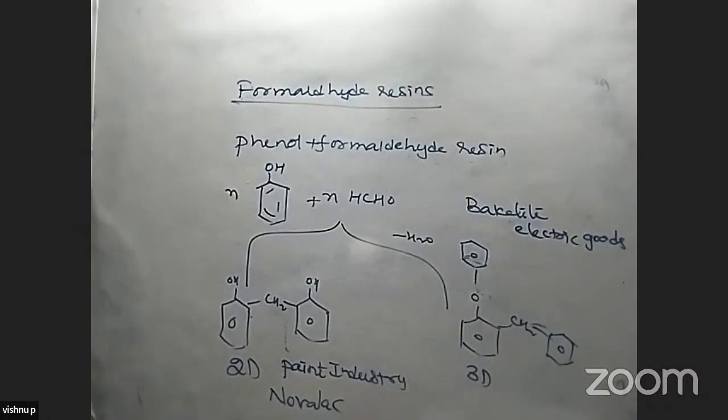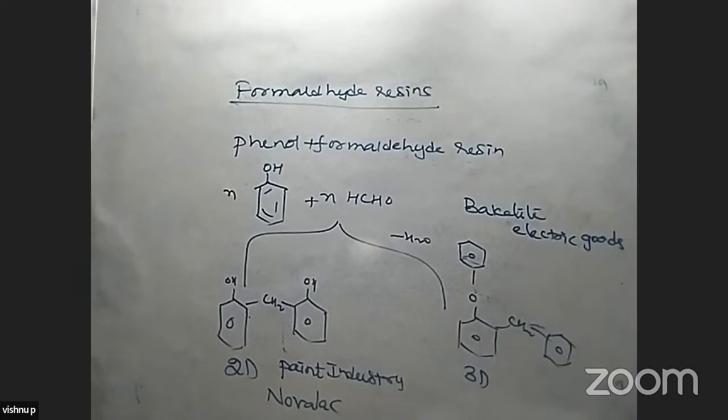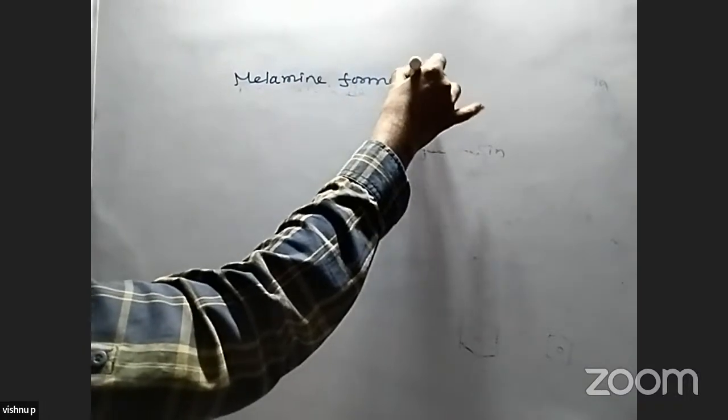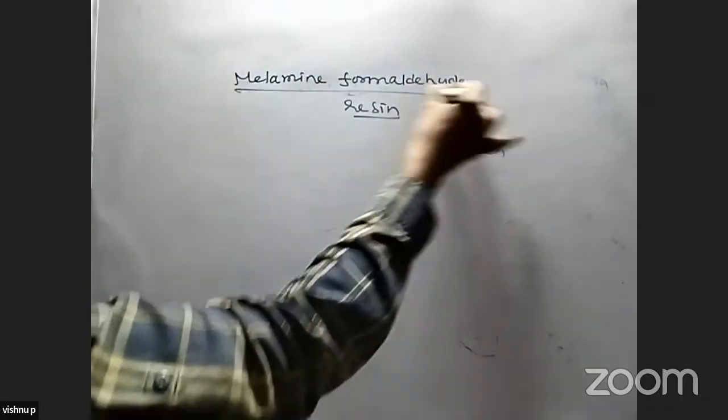Once again, the difference between bakelite and Novolac is that in Novolac, phenol and formaldehyde are arranged in a 2-dimensional way, while in bakelite, phenol and formaldehyde are arranged in a 3-dimensional way. This is the first type of formaldehyde resin, phenol formaldehyde resin. And the second type is melamine formaldehyde resin.